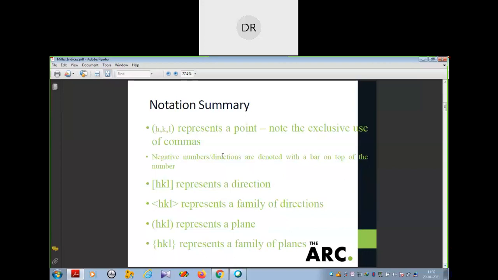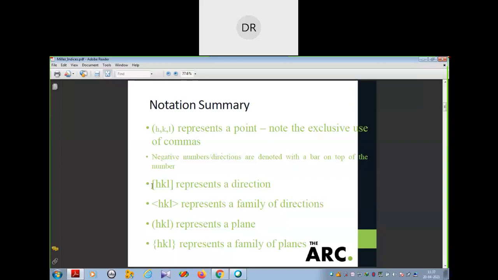Negative numbers or directions are denoted with a bar on top of the number. Suppose we have a negative number, that is h bar. How can we designate that? We write the bar at the top, h bar, k bar. That means this has a negative value.